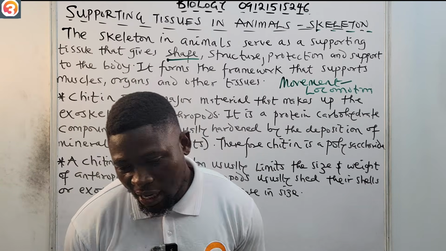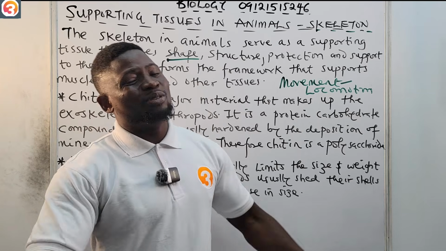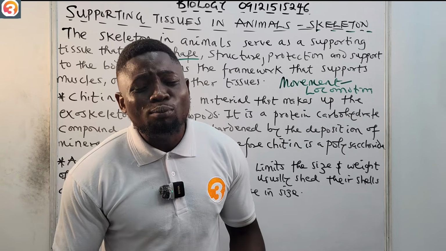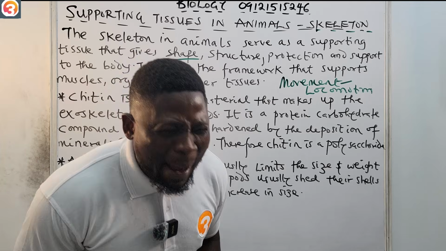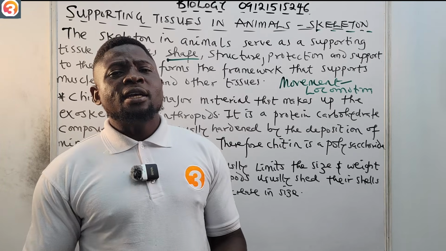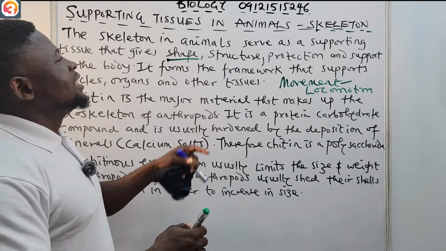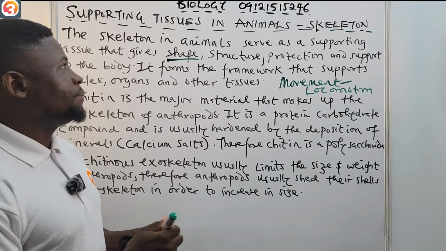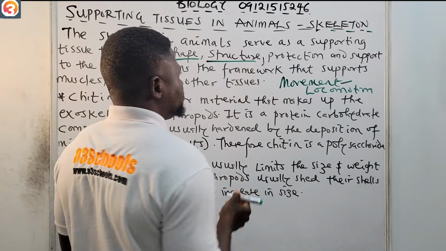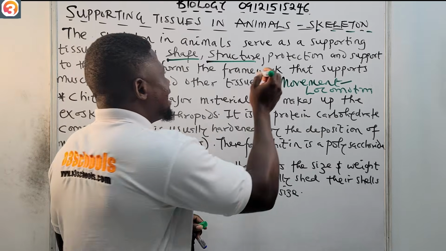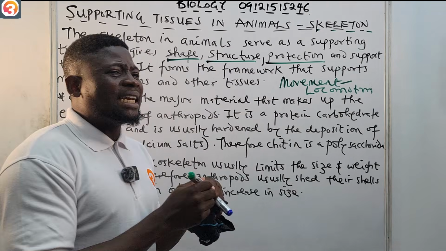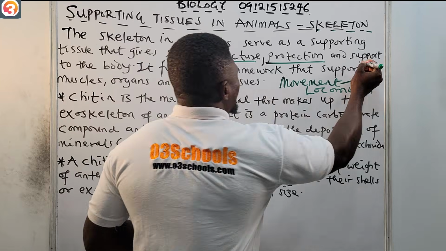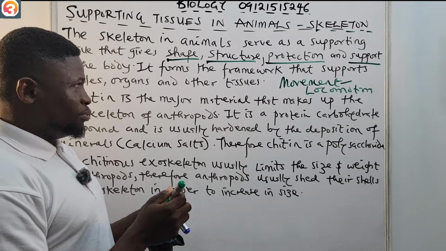I may not even be able to stand, because I will not have shape. I look like an amoeba. Okay, so the skeleton serves as a supporting tissue that gives us shape, gives us structure. All right. Protection, protects what? Internal organs, okay, and also supports what? The body, and supports the body, all right?